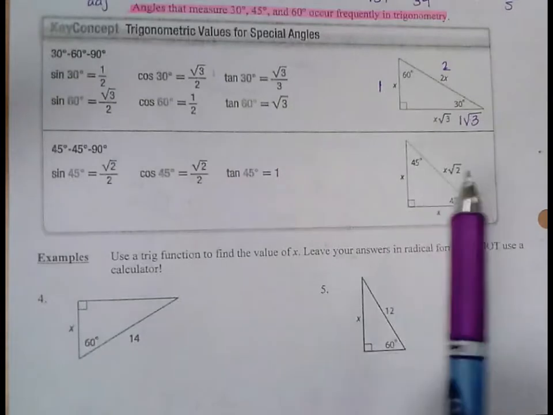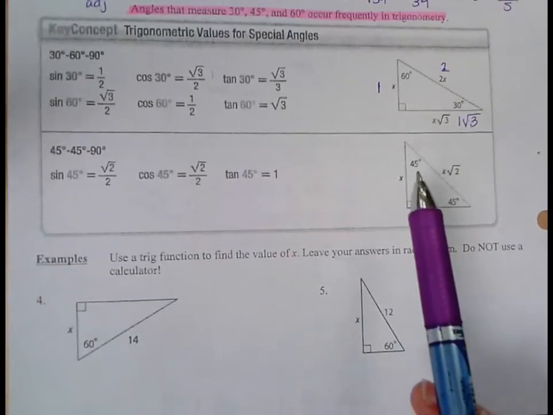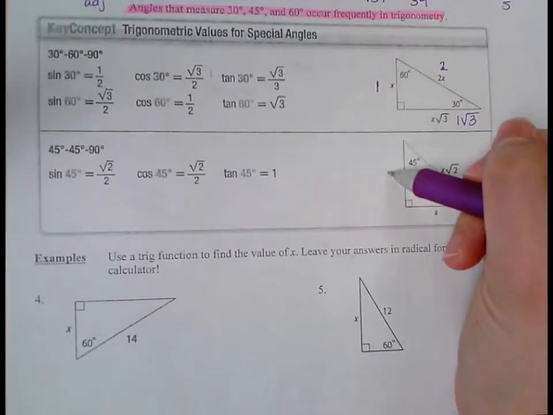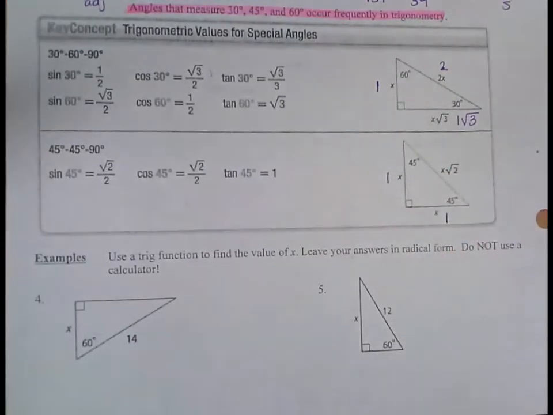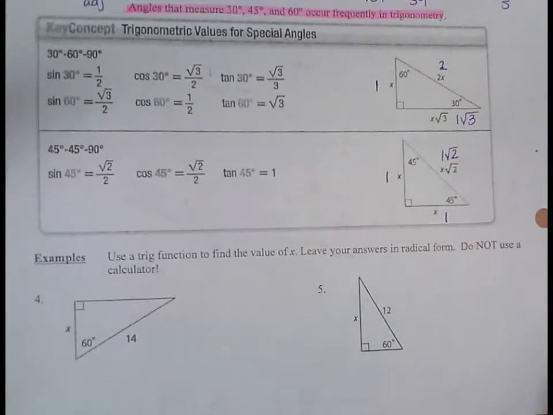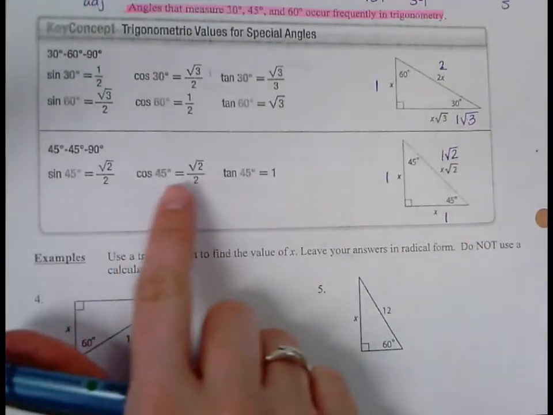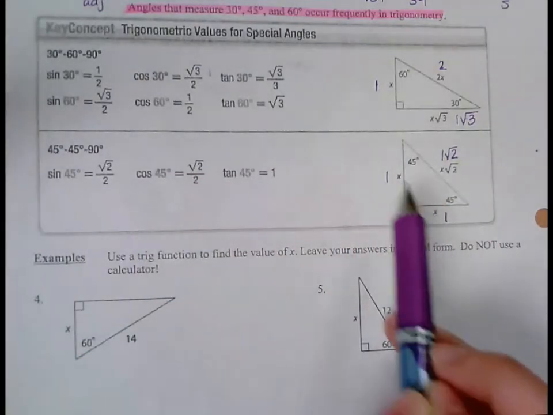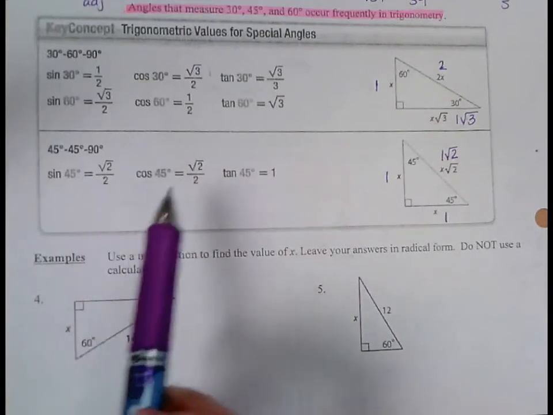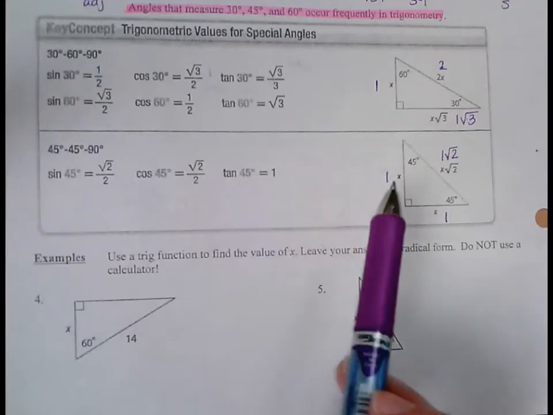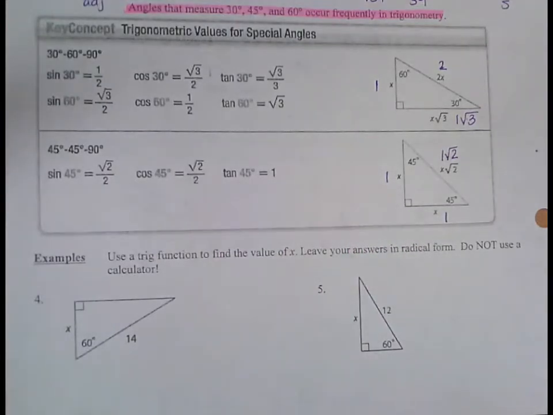And then for the 45-45-90, because it's an isosceles right triangle, those two acute angles are the same measure. Both legs are then congruent. So I'm going to call those both a leg of length 1. Hypotenuse is the leg multiplied by the square root of 2, so 1 square root 2, or just the square root of 2. And for either of these, since your opposite and adjacent sides are the same, sine and cosine of 45 degrees are both the same measure, square root of 2 over 2. Tangent is opposite over adjacent, so that would just be 1.